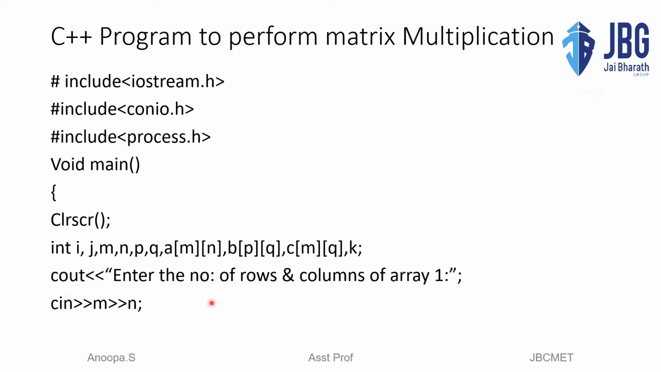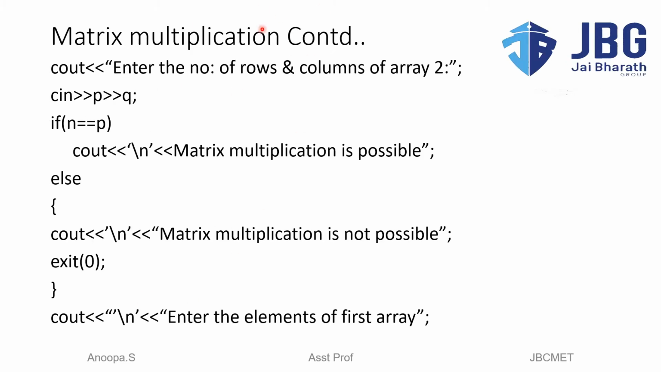So first I am reading the elements of the first matrix. Enter the number of rows and columns of array 1, and I will get the number of rows in m and the number of columns in n. Now I am not displaying that array. I am going to read the second array or matrix. Enter the number of rows and columns of array 2, and I am storing the values in p and q.